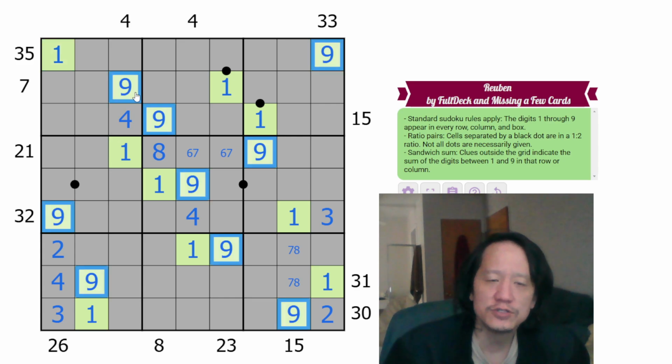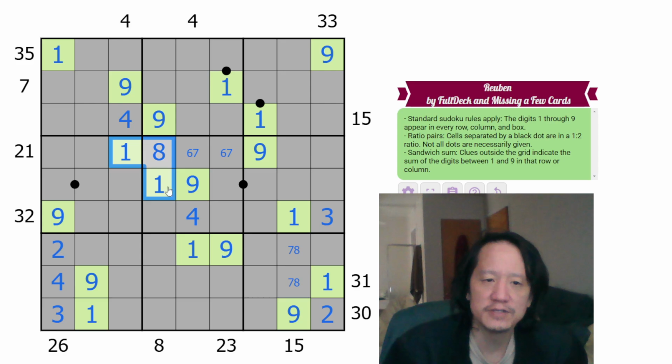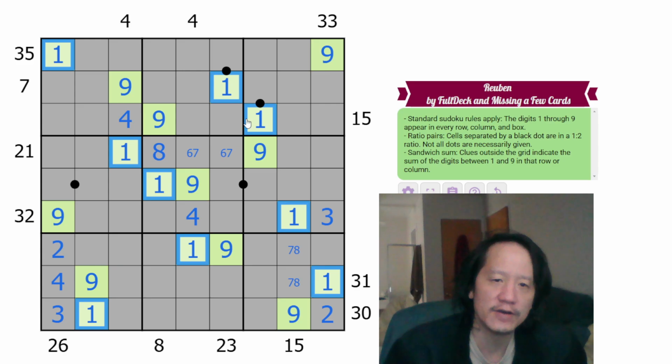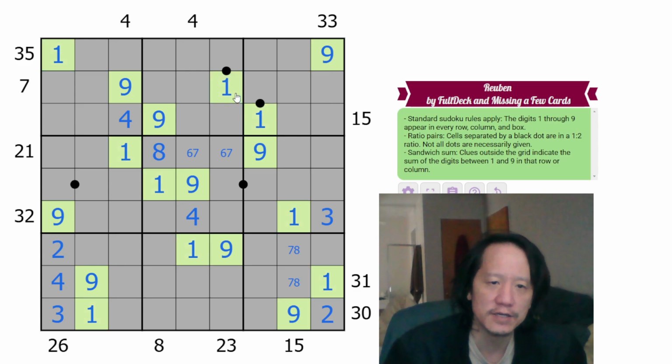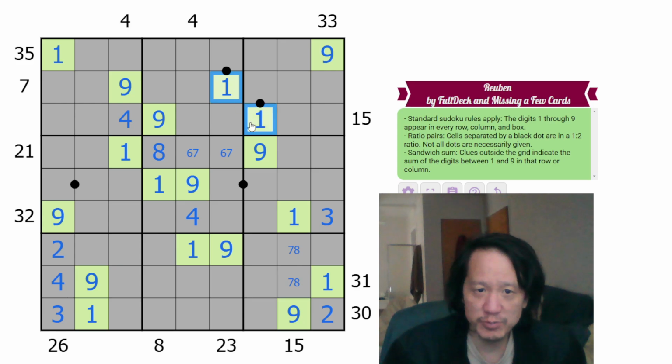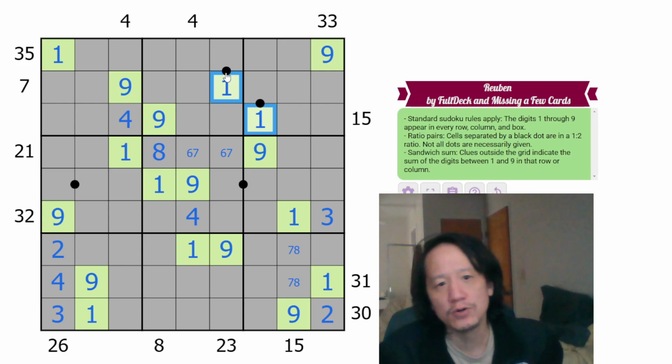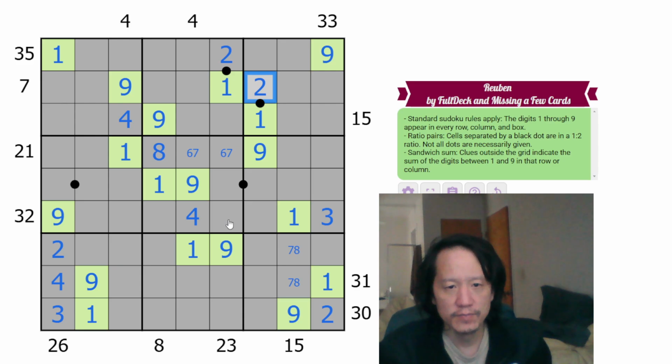That's why I used the buns, essentially, in place of a 1-9 pair, because eventually you'll figure out that you have to have a 1 in certain places and a 9 in other places. And that's specifically given by the ratio pairs. Now, 1 is in a 2 to 1 ratio only with 2. Therefore, this must be 2, and this must be 2.